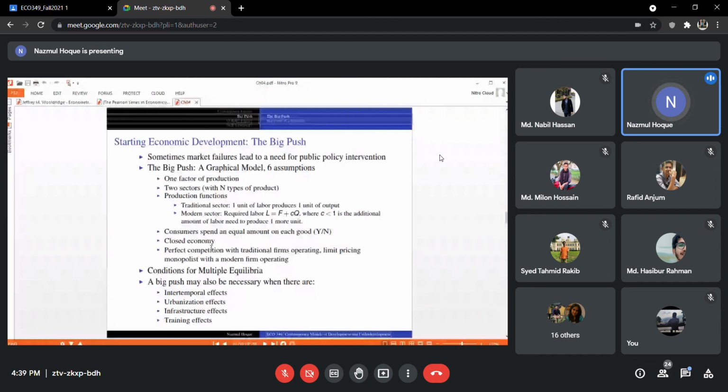And there are certain conditions for multiple equilibria to exist. The big push model is based on the idea of a multiple equilibria scenario, and there are different conditions that lead to multiple equilibria. We're going to talk about that. In this kind of situation, we might need a big push to push the economy to a good equilibrium because of the following factors: intertemporal effects, urbanization effects, infrastructure effects, and training effects.